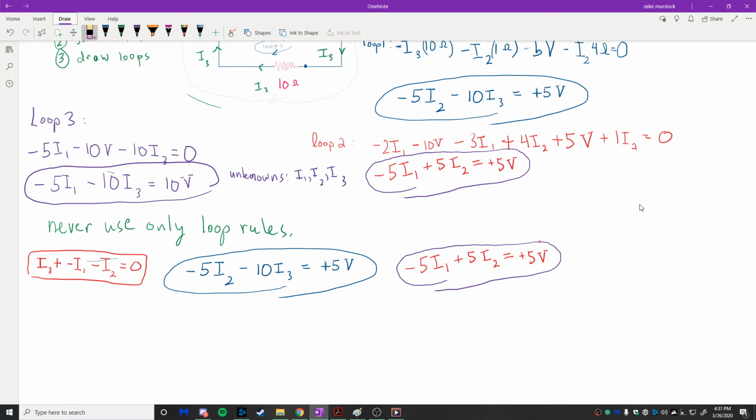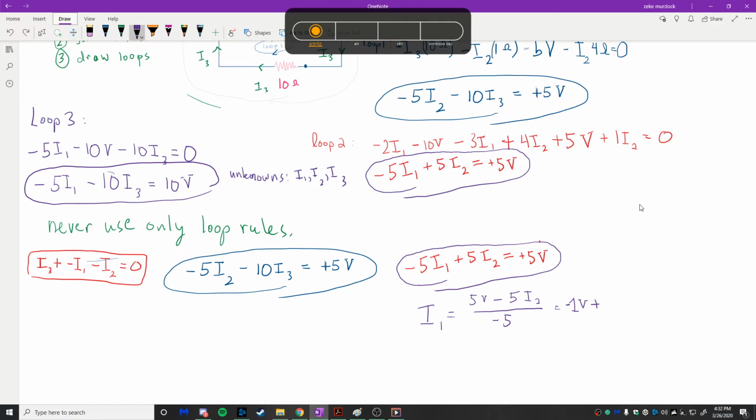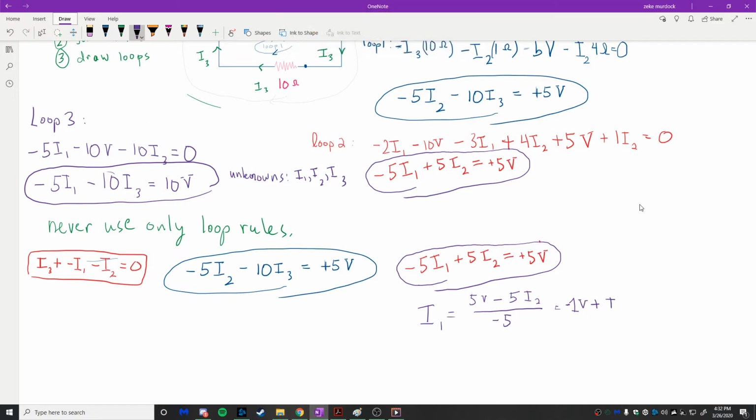So we're basically going to have I1 in this one. You should be able to show that this is equal to 5 volts minus 5I2, divided by negative 5, which we can simplify a little bit to just negative 1 volt plus, no, whoops, not 5I2, plus just I2.